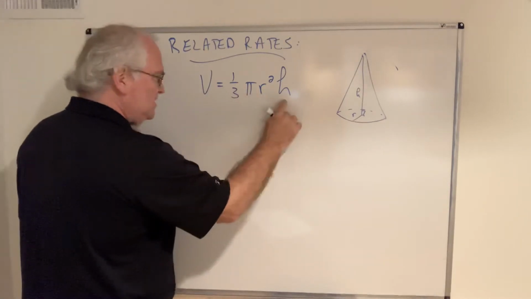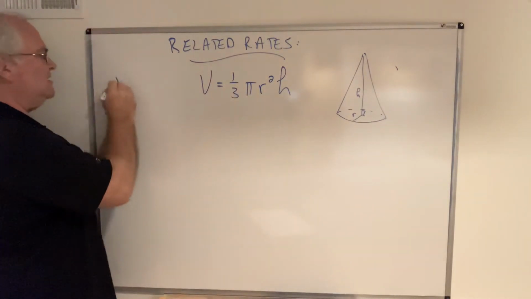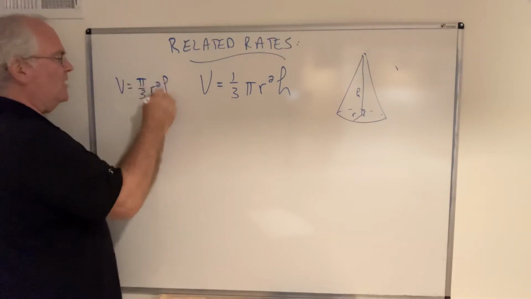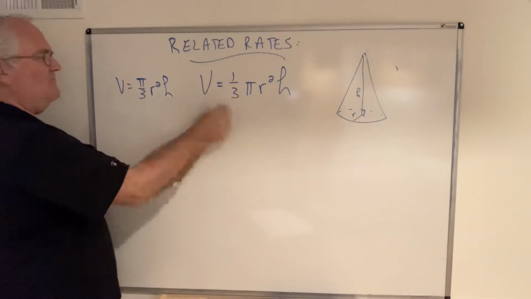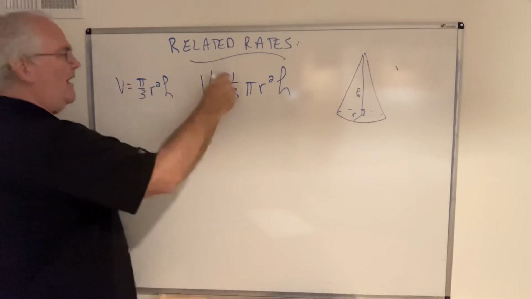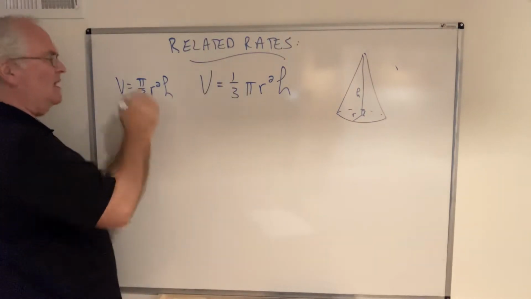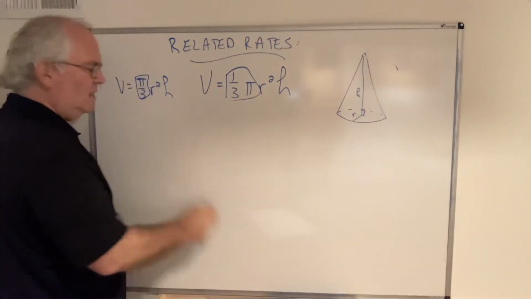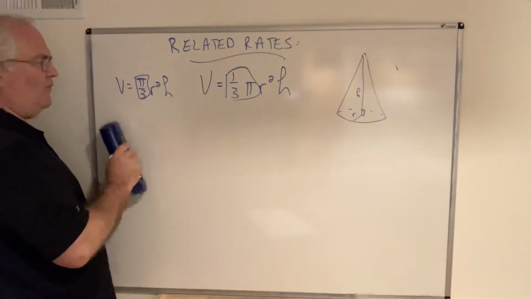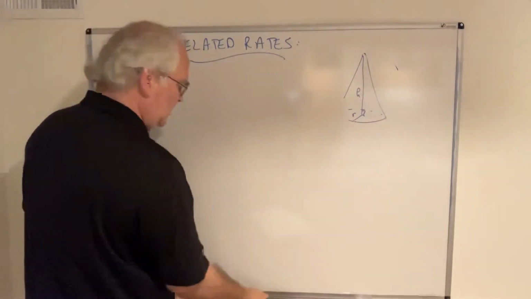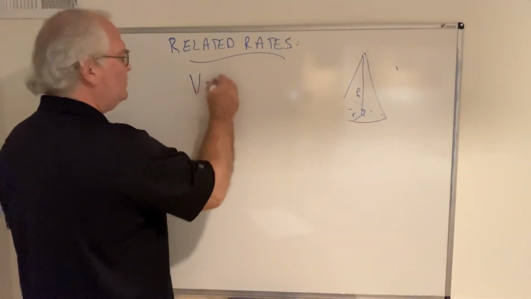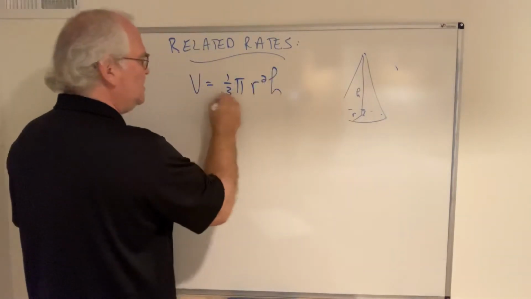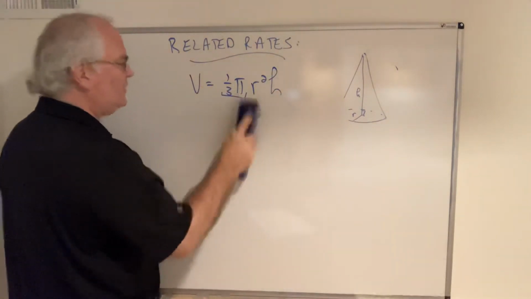Sometimes you'll see this, sometimes you'll see pi over 3 r squared h. These are the same thing. Pi over 3 and 1/3 pi are the same thing. It's just a constant. So it doesn't matter to me which of these forms you pick. I tend to use volume is 1/3 pi r squared h. This is a constant, all right?